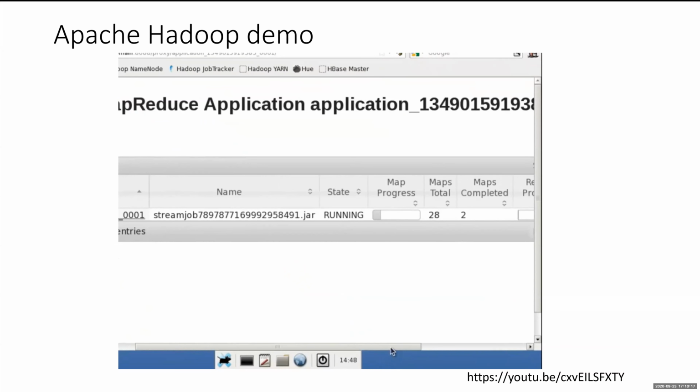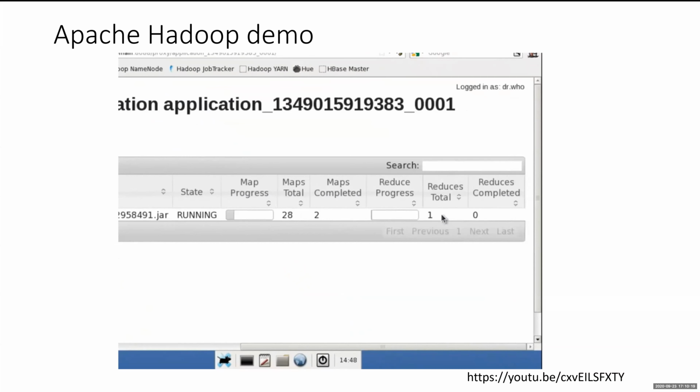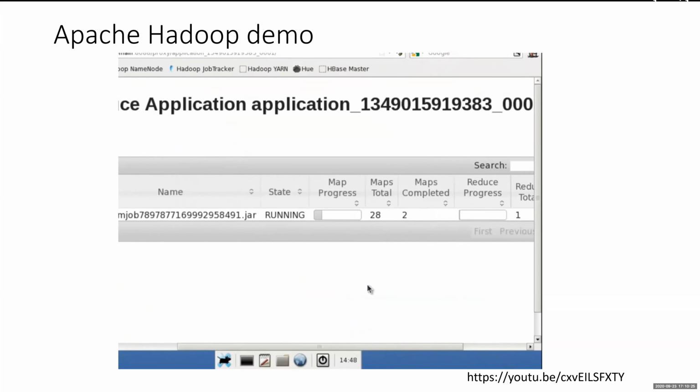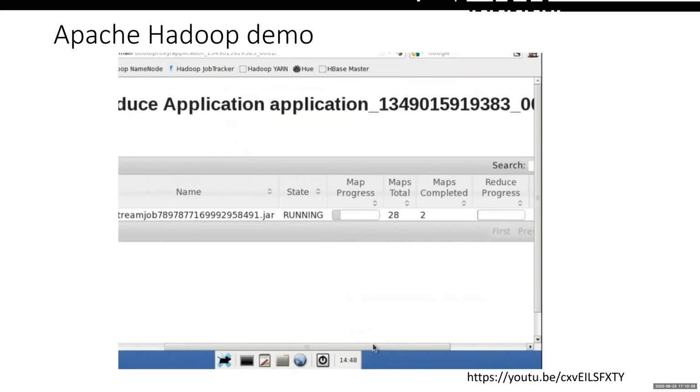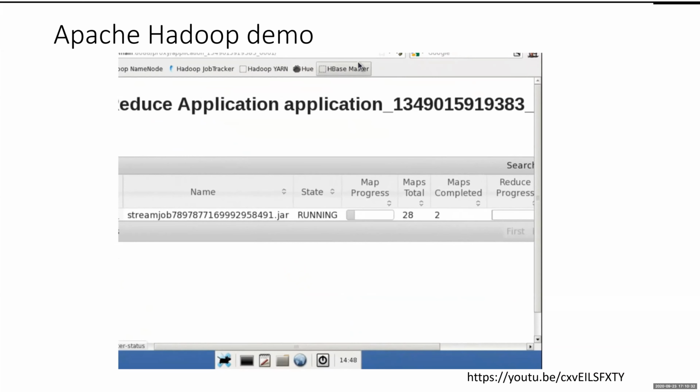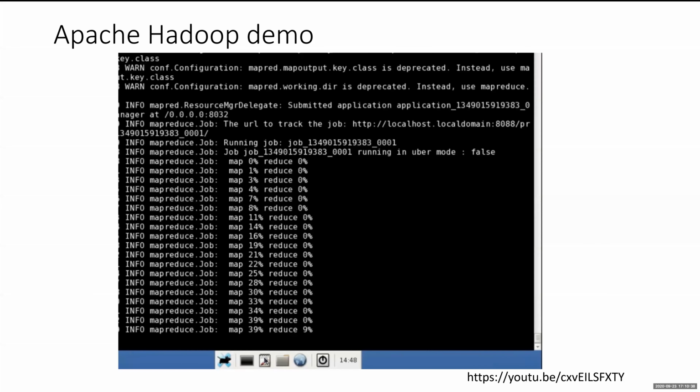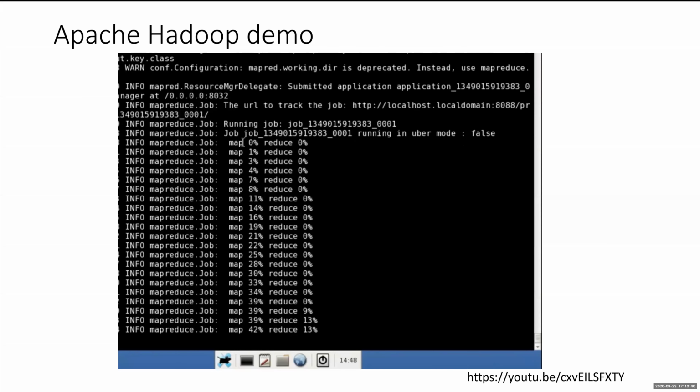So it has 28 total maps. 2 of them have completed. Reduces, just 1. One reduce job. None of that's been done yet. And as the job runs, I can actually see this will change and it will progress. So I don't have to be on the console to see the progress of this job. I can do it from this web view. From the console it looks like that.